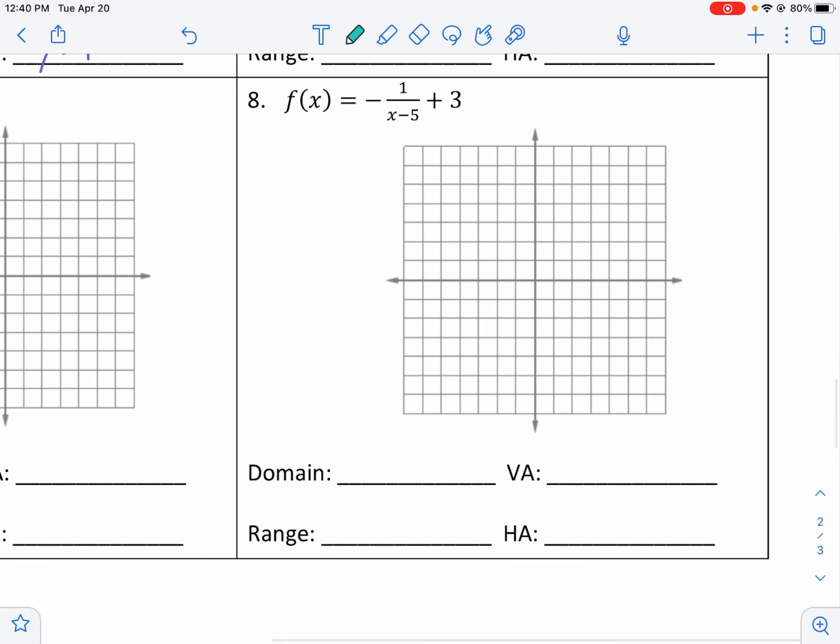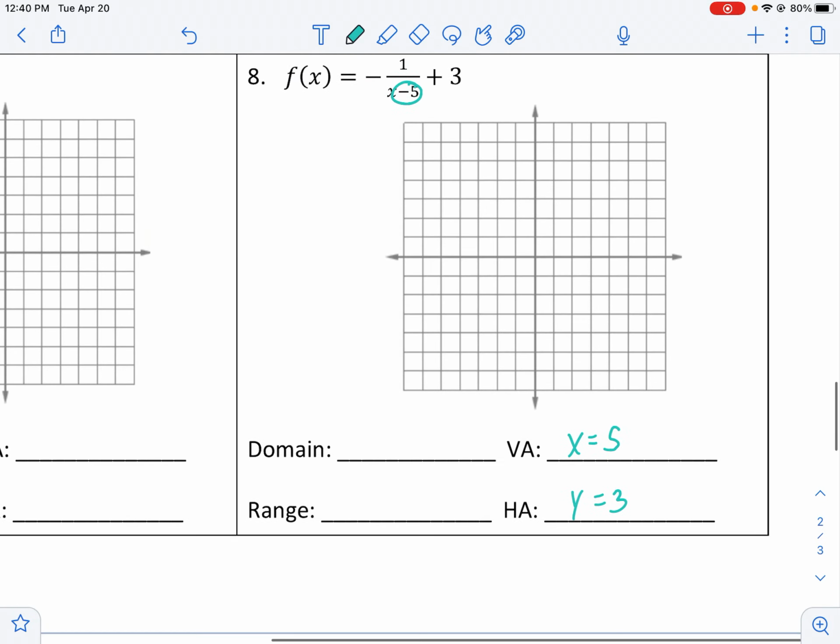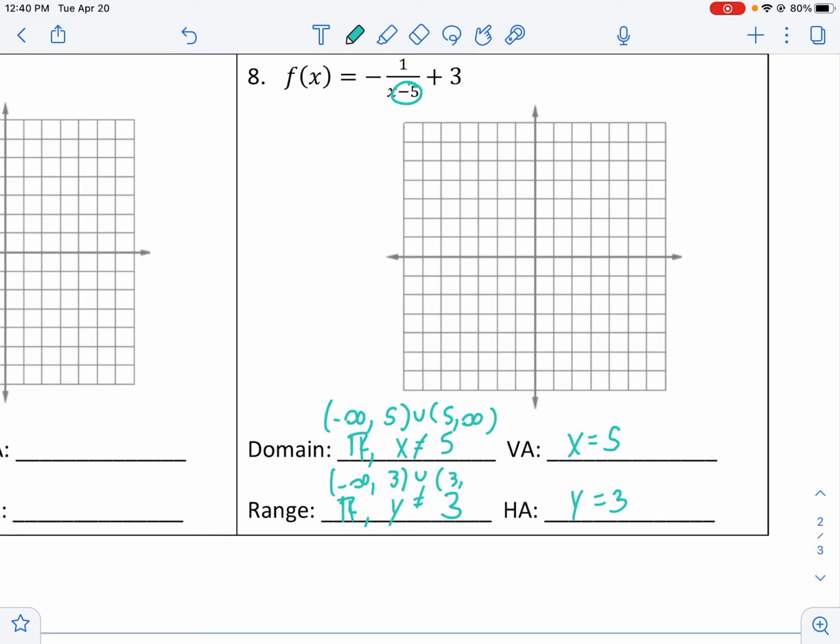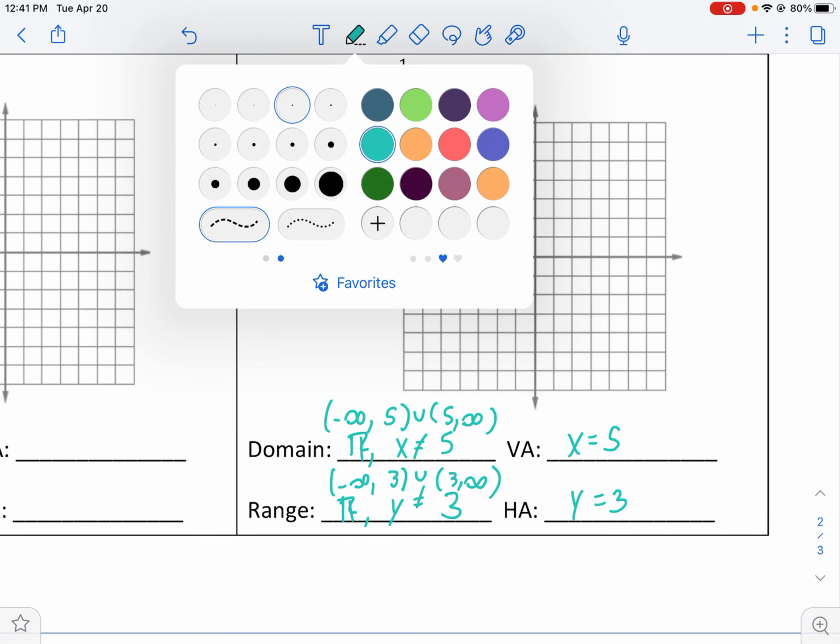So vertical asymptote, this time we do have an h value. In this case, it's 5, so x equals +5. Our k value is 3, so y equals 3. So then we can say domain and range, and then we'll graph. Domain, all real numbers, x is not 5. And then our range, all real numbers, y is not 3. Again, you can always write these as interval notation, -∞ to 5, union 5 to infinity. Or this would be -∞ to 3, union 3 to infinity. Both are great ways to write that domain and range.